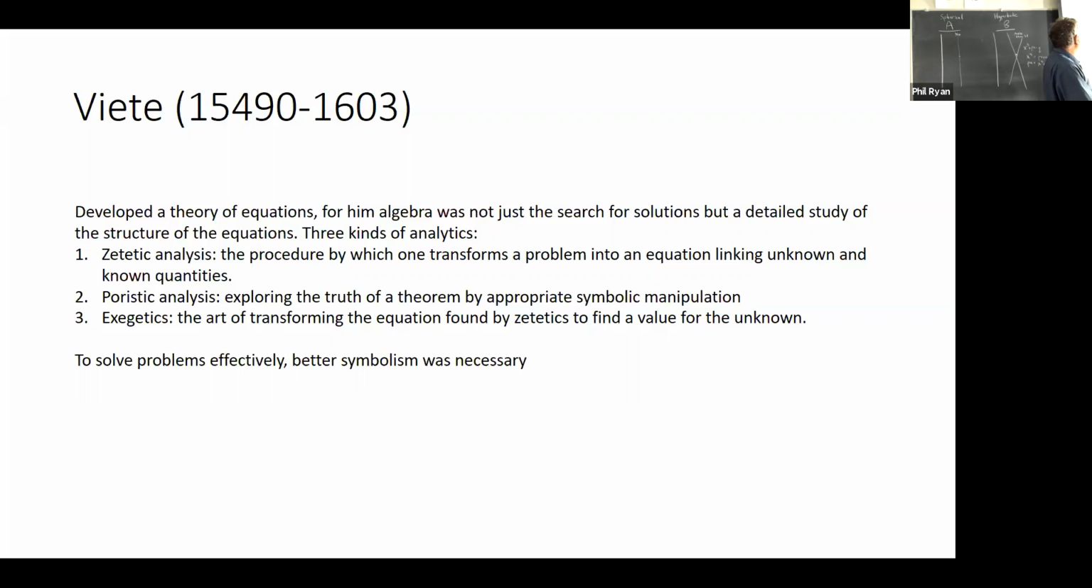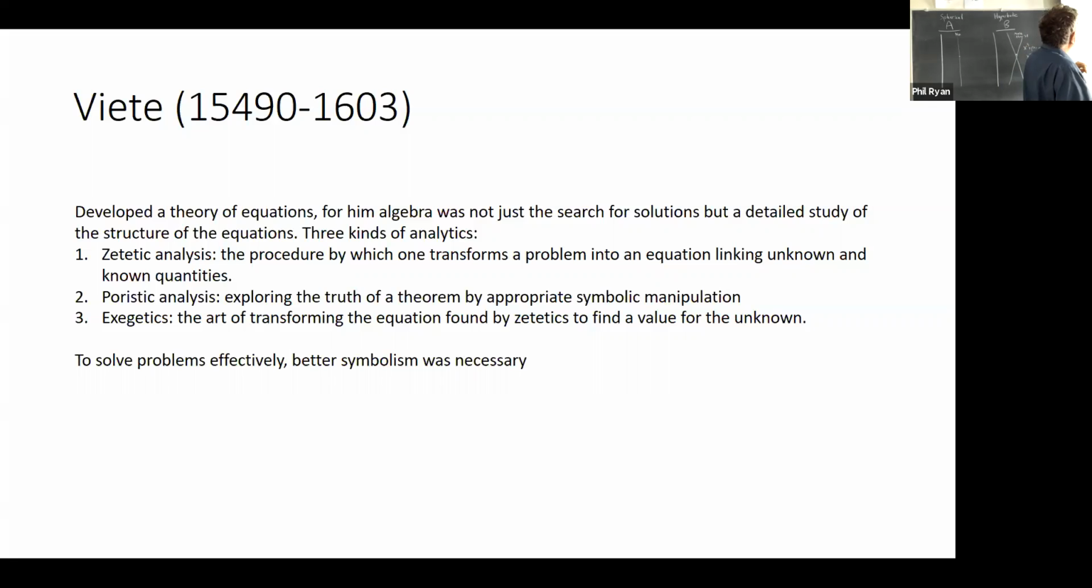And to solve these problems, you needed better symbolism. That's one of the things you would have seen in the talks given by your fellow students, like the plus sign, the minus sign, the equal sign, the symbol for root. Viète brought up the idea of using letters for unknowns. I think he would use vowels for unknowns and consonants for knowns or something like that.